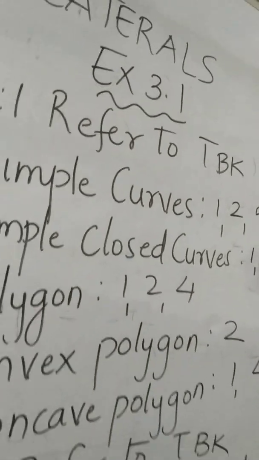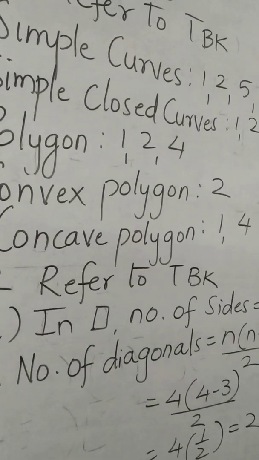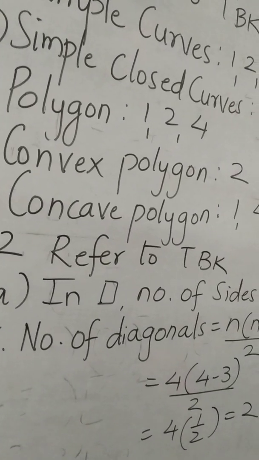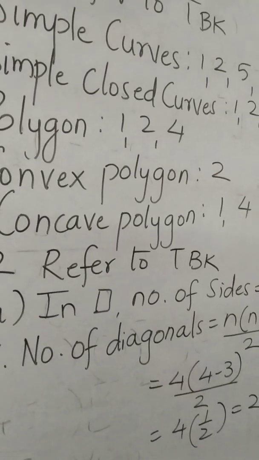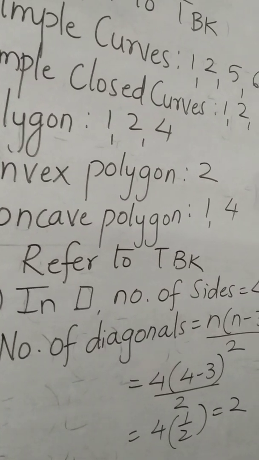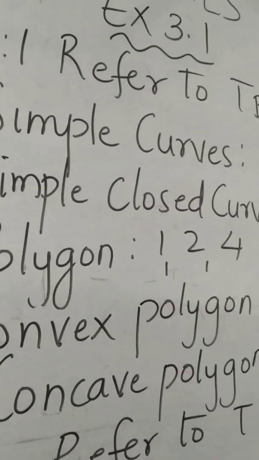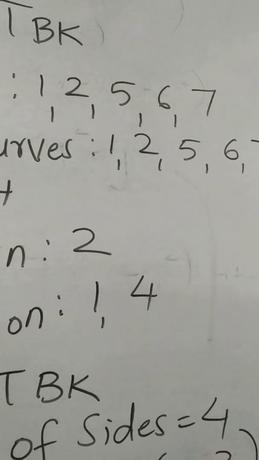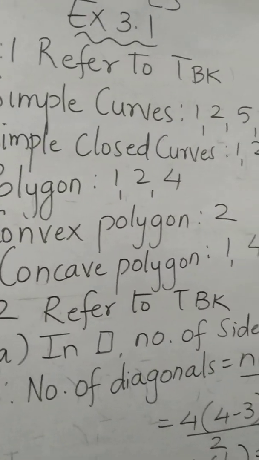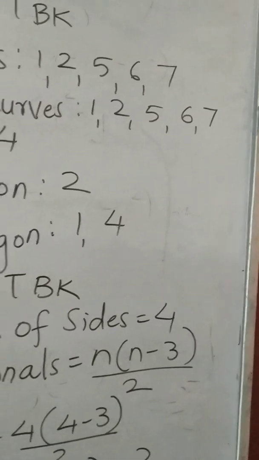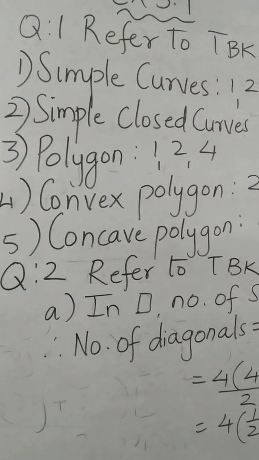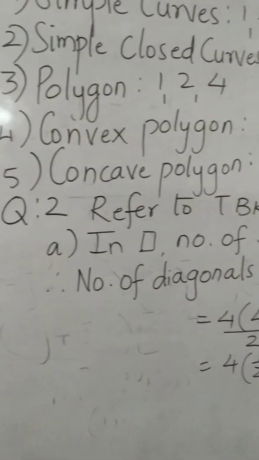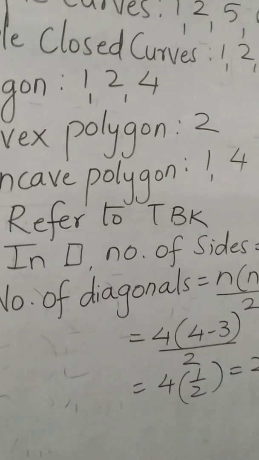So you will read question number 1. It says that given here are some figures, classify them into the following: simple curve, simple closed curve, polygon, convex polygon or concave polygon. So when you see the figures, simple curves are figures 1, 2, 5, 6, 7. Simple closed curves 1, 2, 5, 6, 7. Then polygons we have 1, 2 and 4. Convex polygon is figure number 2. Concave polygon is figure number 1 and 4. This is for your reference.